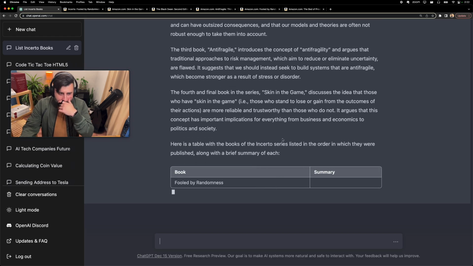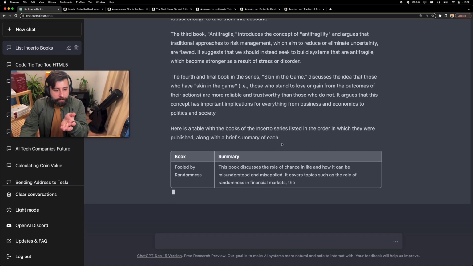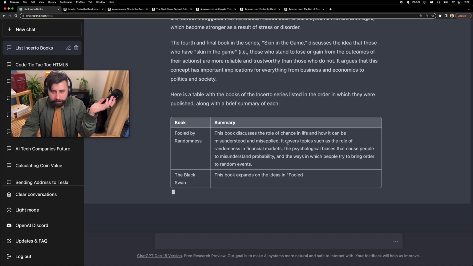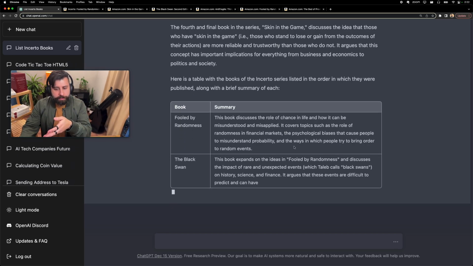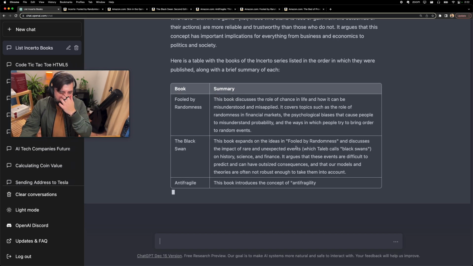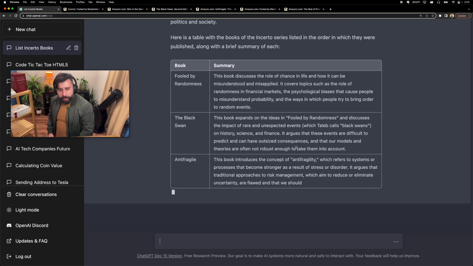Okay. To me, I know I could have Googled all this, right? But in 10, 15, 20 minutes, I not only learned about these books and the order they were published and how they build on top of each other. I'm sure I could have got that in a Google or a YouTube video, but I just got it here, right?